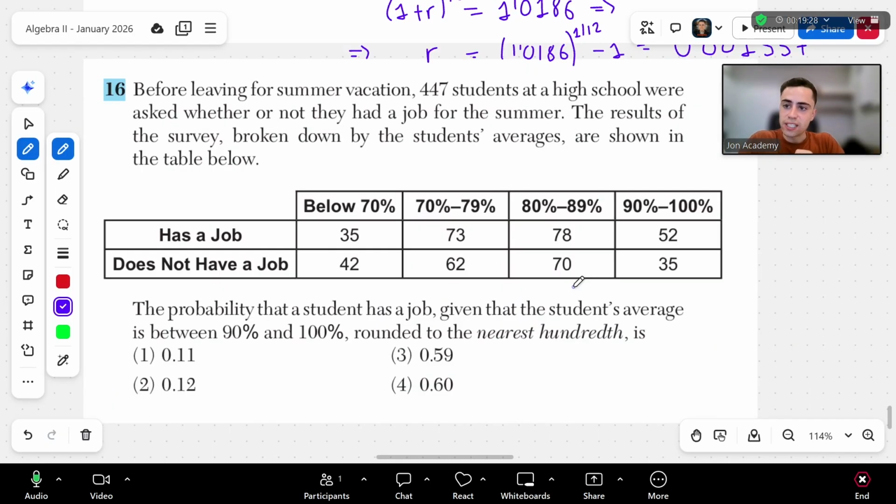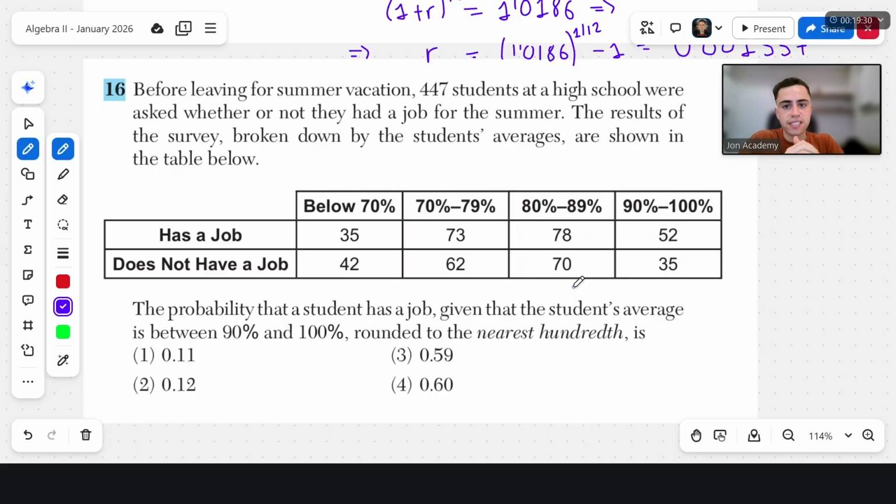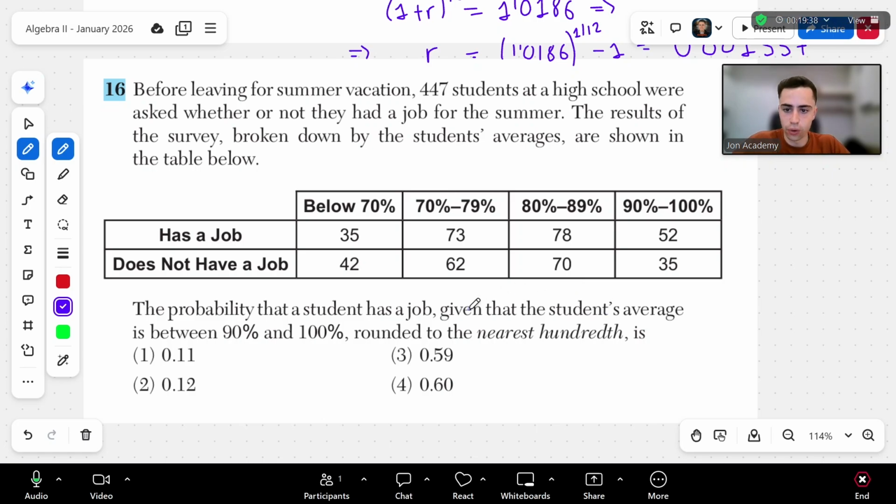And now let's jump into the last question, number 16. Before leaving the summer vacation, 447 students at a high school were asked whether or not they had a job for the summer. Okay, and we are given this table. So the question is fairly simple. Probability that a student has a job given that a student's average is between 80 and 90. So how many students have an average of 80 and 90 is the sum of this column.